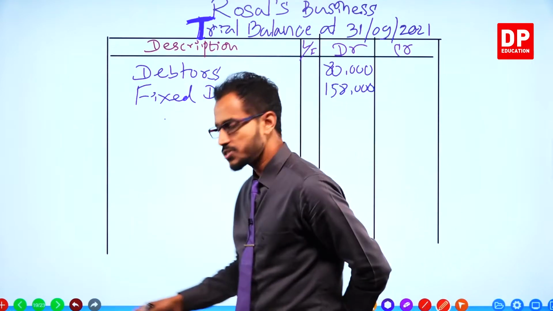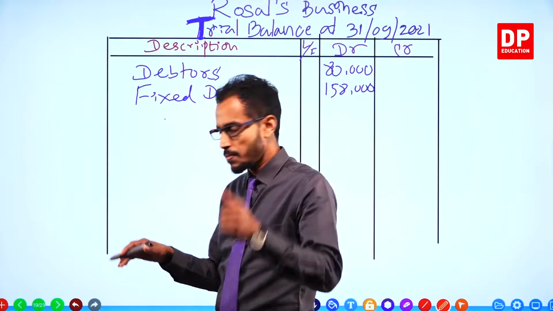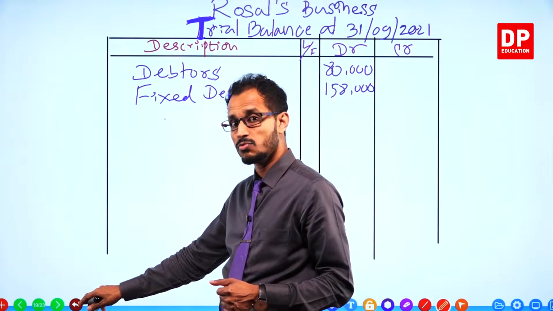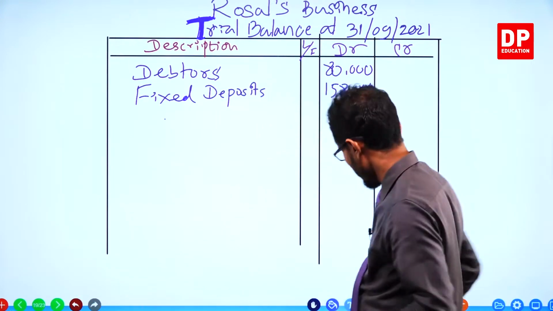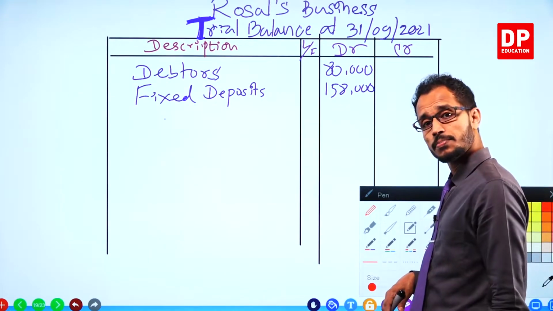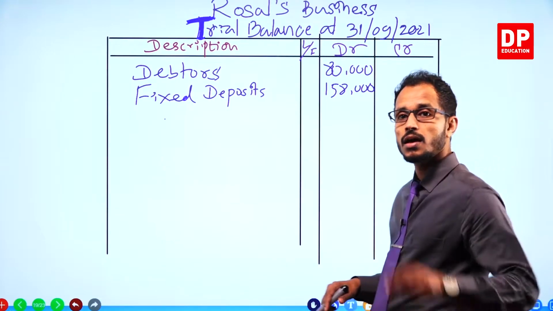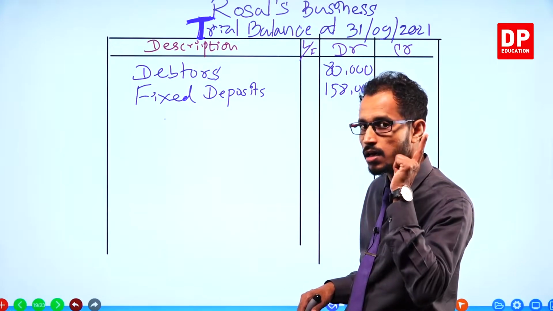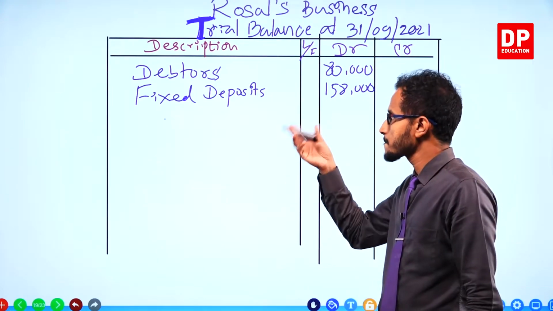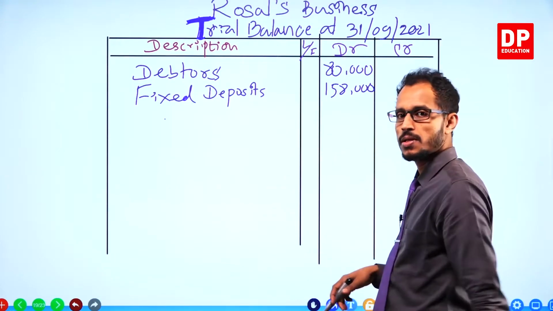No, there is a method that I gave you. It's an easy method to remember which balances go to the debit side and which balances go to the credit side. What is that method? Can you tell me, somebody? Who can tell me? What is the method that I have given to remember debit balances and credit balances?